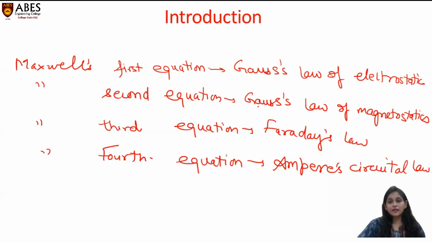Therefore, we revised all these laws in the last video because the electromagnetic field theory we are going to talk about is based on these four equations. The pillars of electromagnetic field theory are Maxwell's four equations, and these four equations are based on the basic laws we talked about: Gauss's law of electrostatics, Gauss's law of magnetostatics, Faraday's law, and Ampere's circuital law. So the significance of these laws is not changing. What changes is that Maxwell represented these laws in mathematical, differential, and integral form.